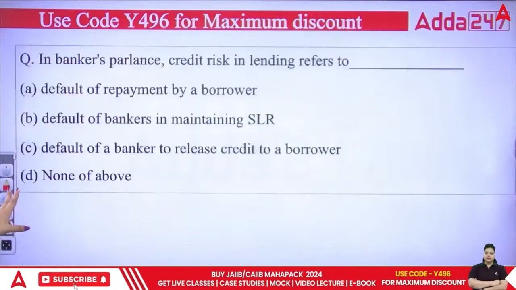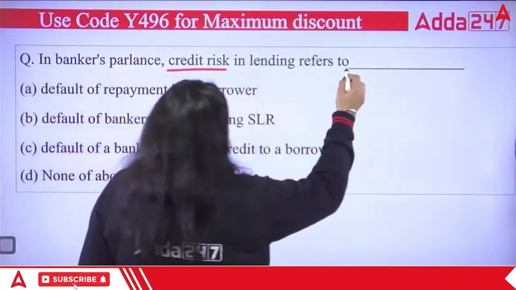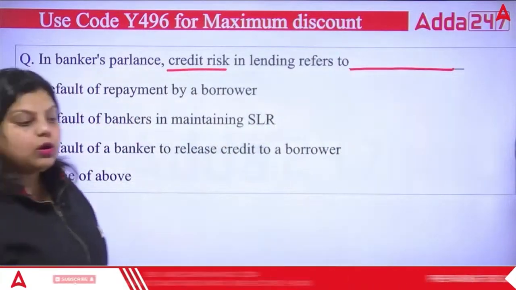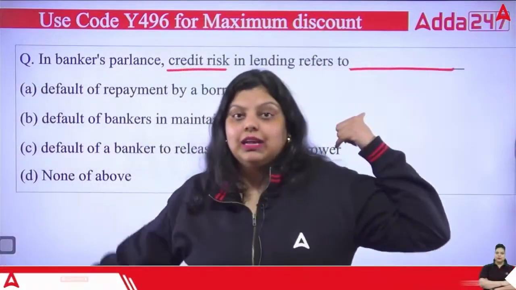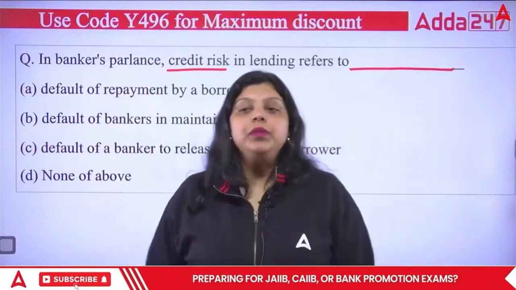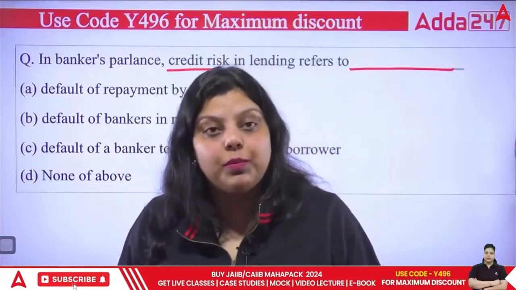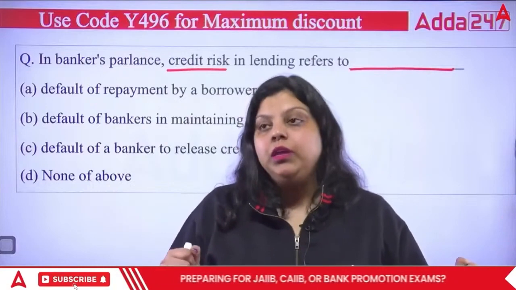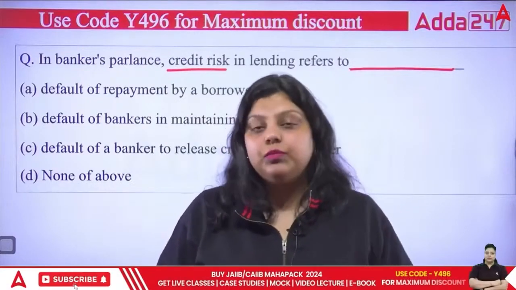Next, second question we have. In bankers' parlance, credit risk in lending refers to dash. So when we talk about the risk that can occur in a bank, we have a lot of types of risk. Credit risk is there, that is also known as default risk. We have market risk, liquidity risk, interest rate risk, business risk, operational risk, systematic risk, systemic risk. Apart from that, we have internal risk, right?